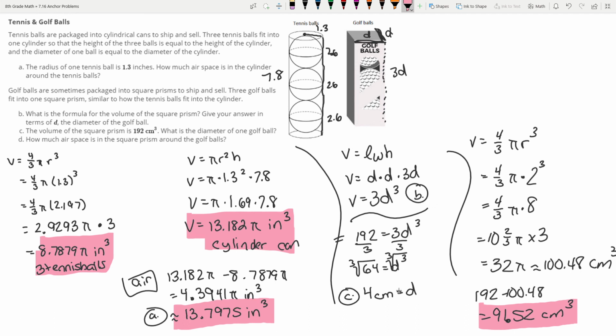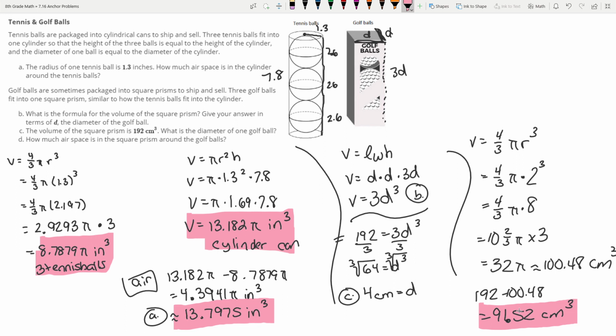Of course, if the diameter was 4, our radius was 2. Used this to find the volume of one golf ball. Multiply by 3, use the 3.14, and we have the volume of the three balls. So we have the volume of the entire square prism at 192, the volume of the tennis ball or golf balls at 100.48, and you subtract to get a final answer.